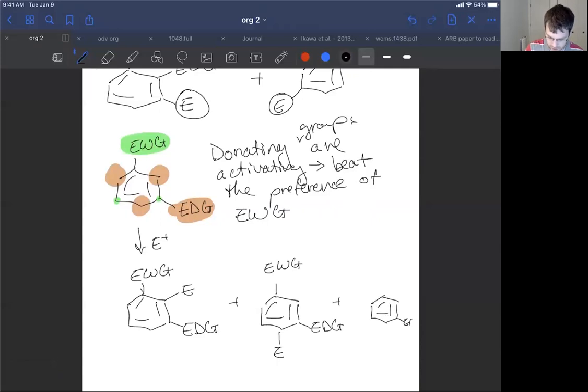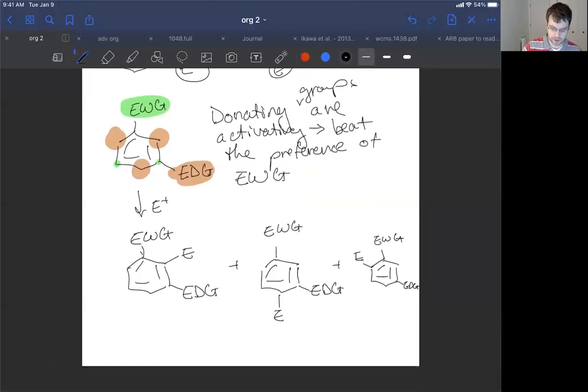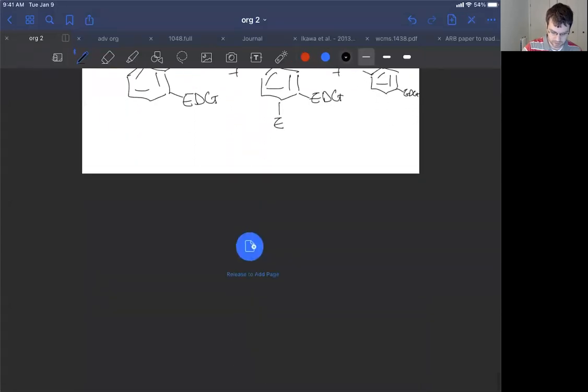And then we can go para to the electron donating group. So these are our 3 products. And again, we don't worry about the ratio. We just try to recognize that, hey, we are going to form these 3 products. Okay, so the donating group beat the withdrawing group. Now, what if we have donating groups competing with each other?